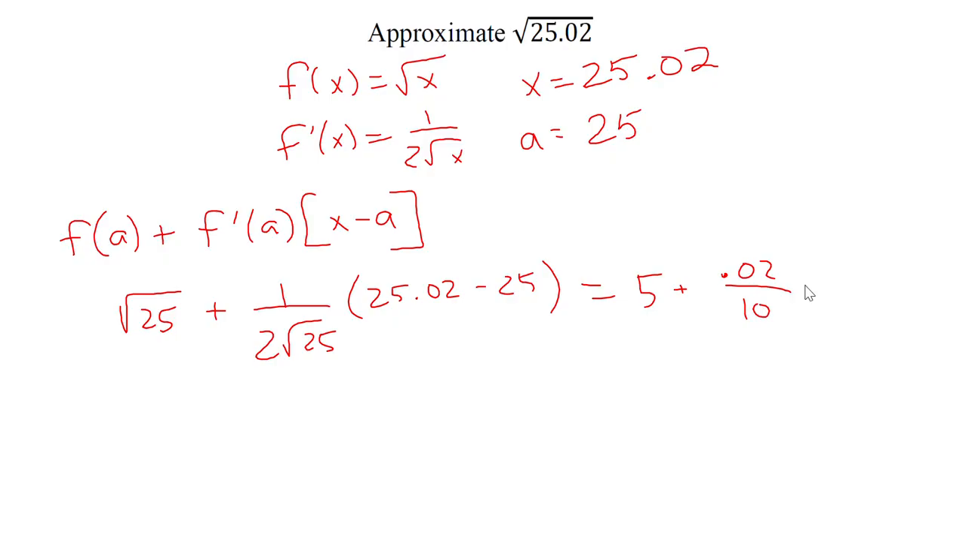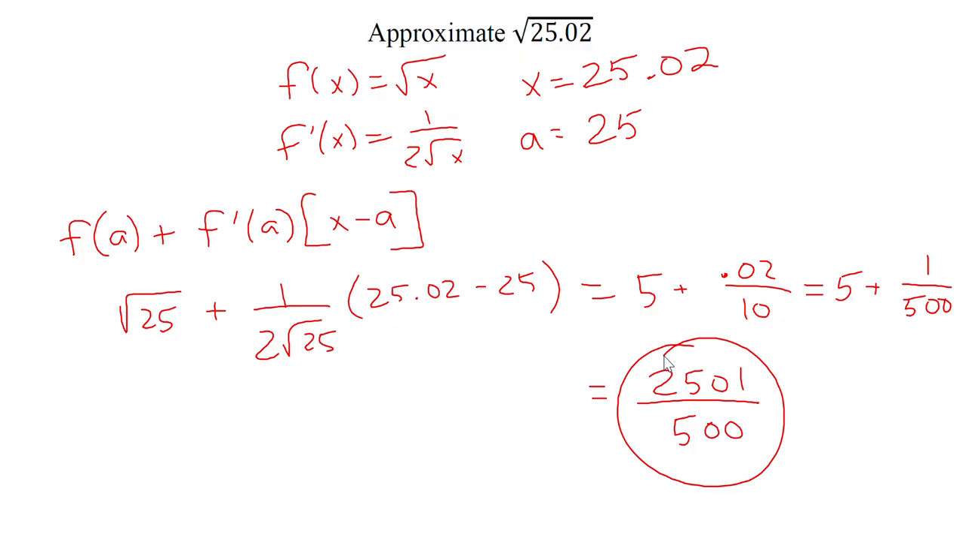And so that's the same as 5 plus 0.02 over 10 is 1 over 500. Right? You can turn 0.02 into 1 by multiplying by 50, and 10 times 50 is 500. So we have 5 plus 1 over 500, which would be 2501 over 500.